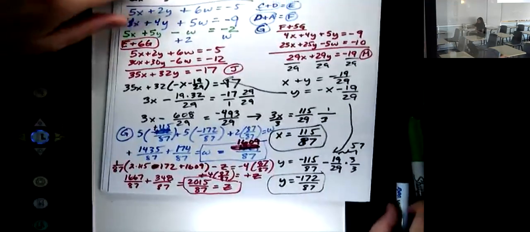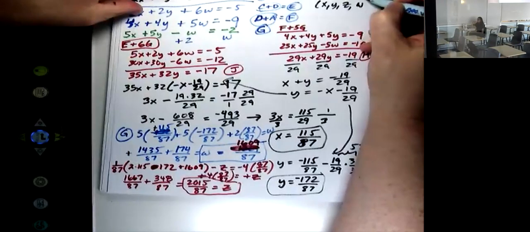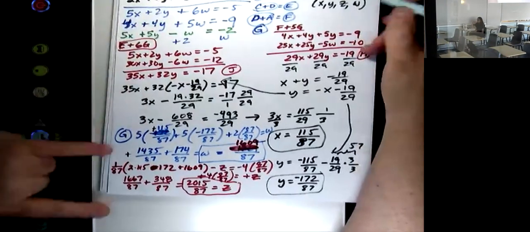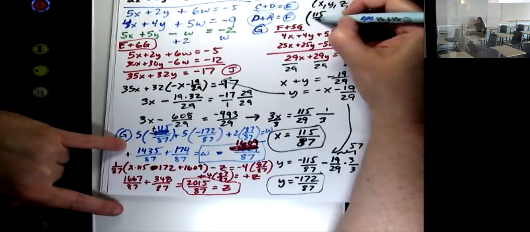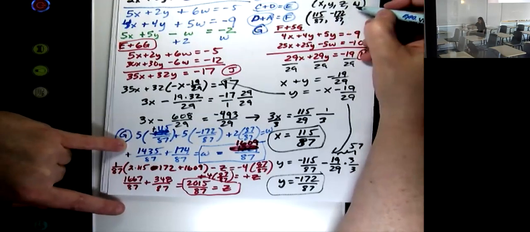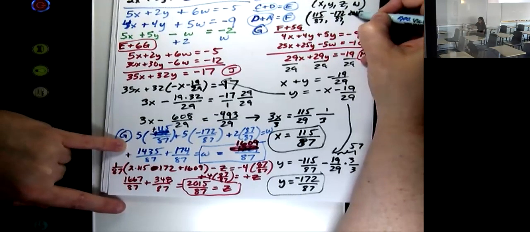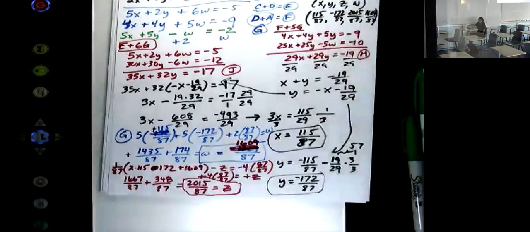So, putting them in the same order they appeared, if I do x, y, z, w: 115 over 87, negative 172 over 87, 2015 over 87, and 1609 over 87. That didn't come through very clearly, but they're all boxed down here.